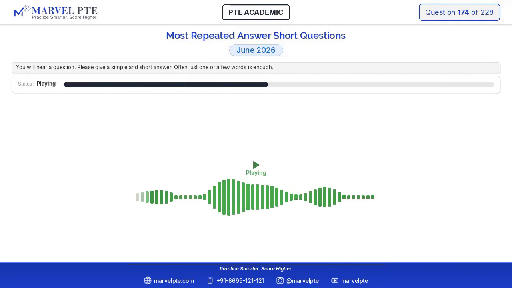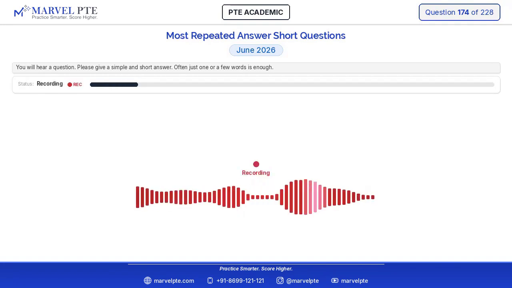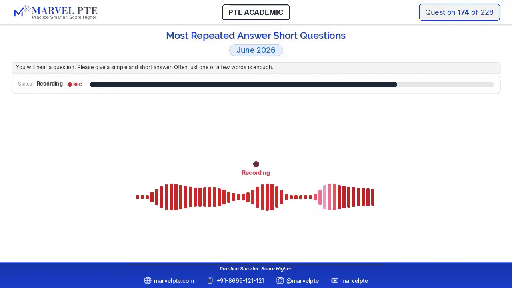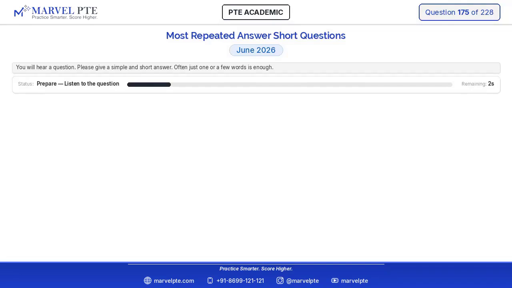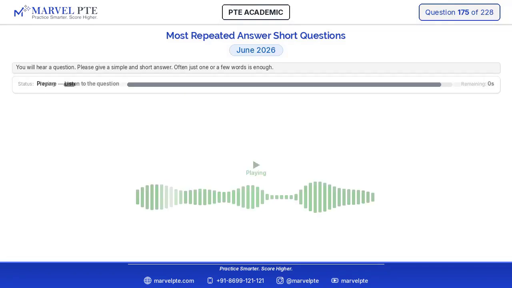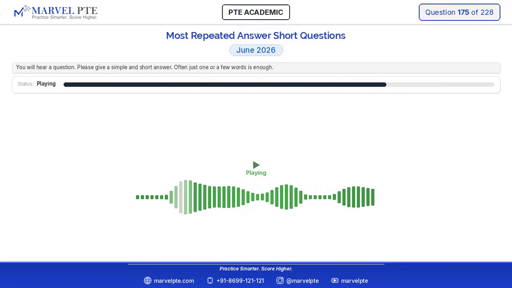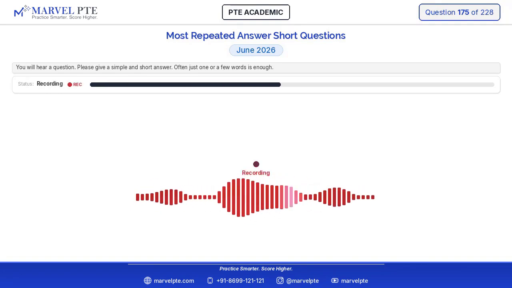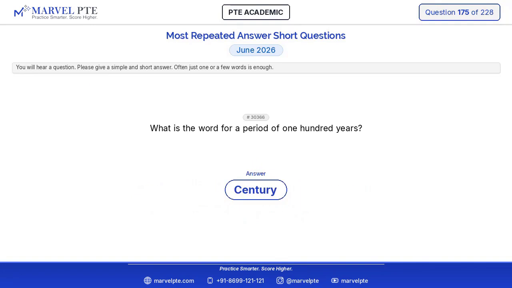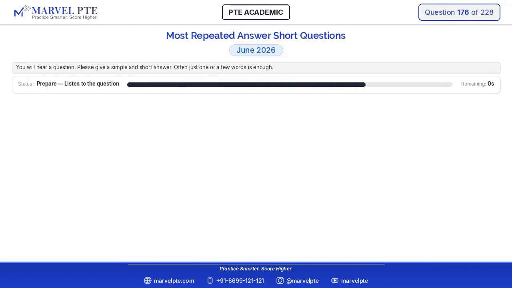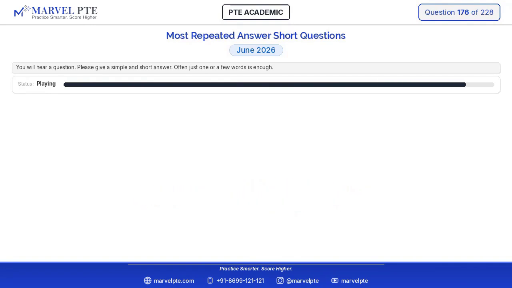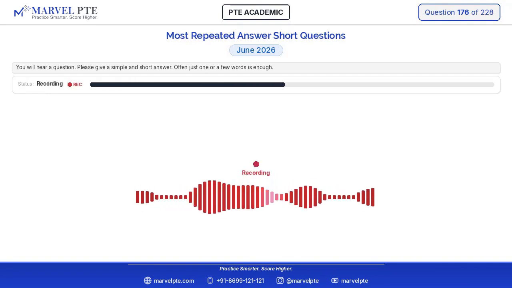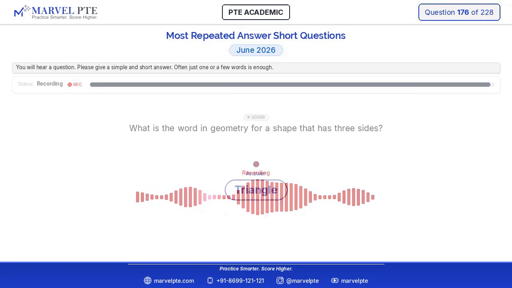What is the colorful sticker that is attached to an envelope? Stamp. What is the word for a period of 100 years? Century. What is the word in geometry for a shape that has three sides? Triangle.